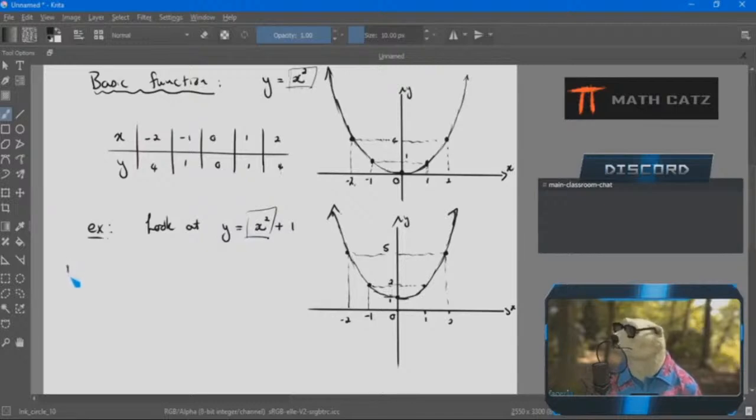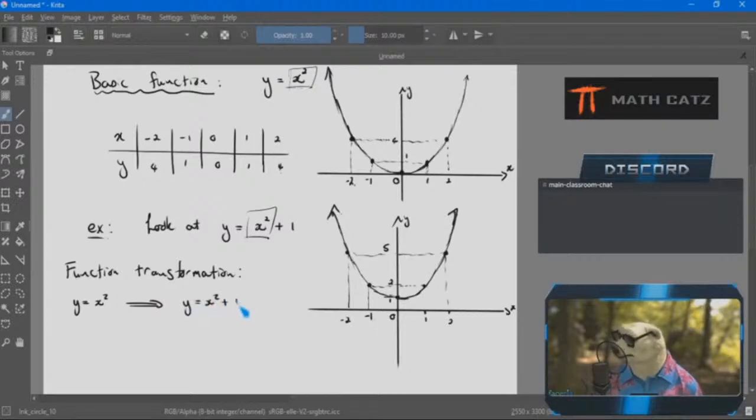So there is the function transformation, which is y equal to x squared changes to y equal to x squared plus 1. In brackets, the right-hand side stays the same, but plus or minus some number. Then there's a corresponding change in the graph because the function changed.